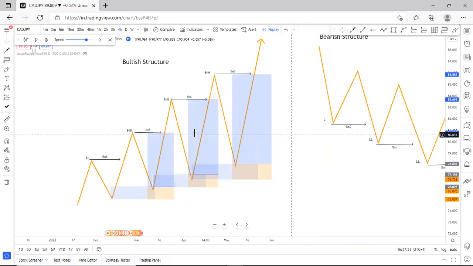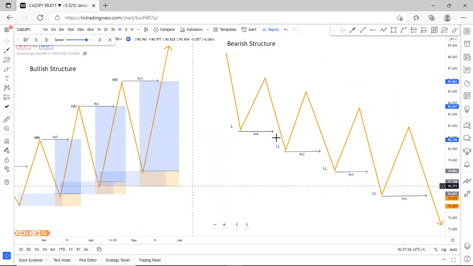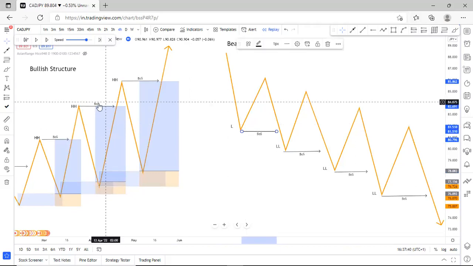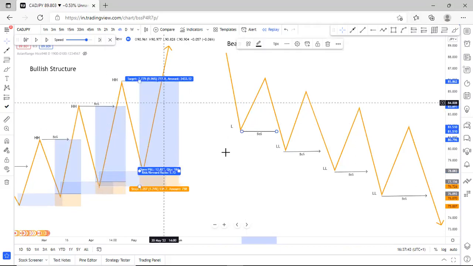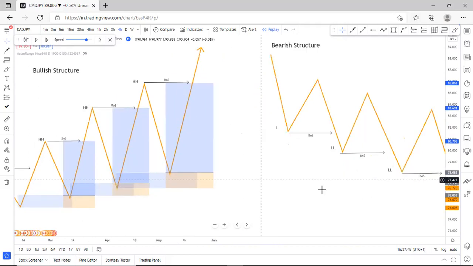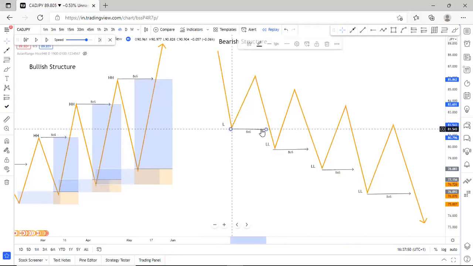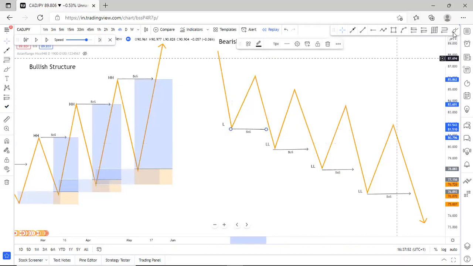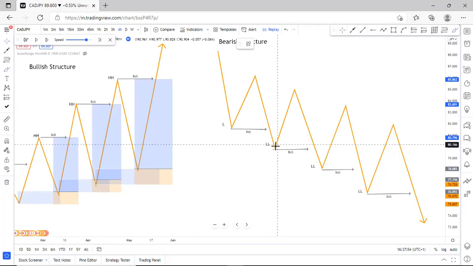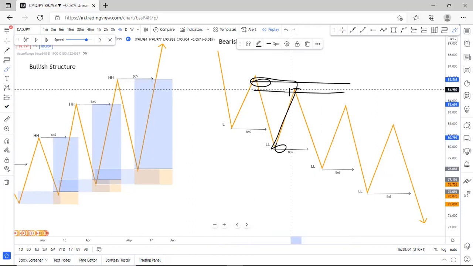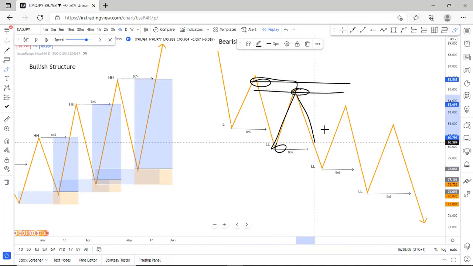For the bearish structure, it's just the same thing, but here we want to see lows being taken out, just as we have highs being taken out in the bullish structure. Once a low is broken, price will come back from that low to mitigate a supply zone. There will be some sort of supply zone around this level that price will come back to mitigate before going bearish again.